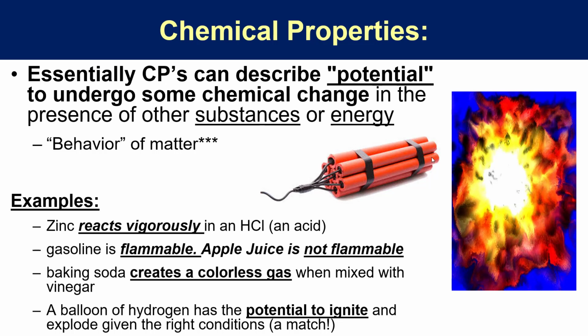vigorously in hydrochloric acid. Gasoline is flammable, whereas a chemical property of apple juice, and this is interesting because you can negate some chemical properties, is that it is not flammable. Remember, it describes behavior. It does not undergo a combustion reaction when you drop a match in it. Baking soda creates a colorless gas called carbon dioxide when mixed with vinegar. We don't know that unless we're witnessing the behavior.